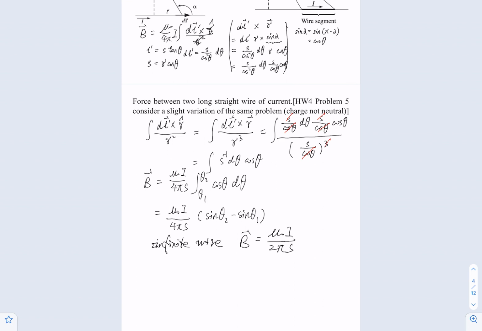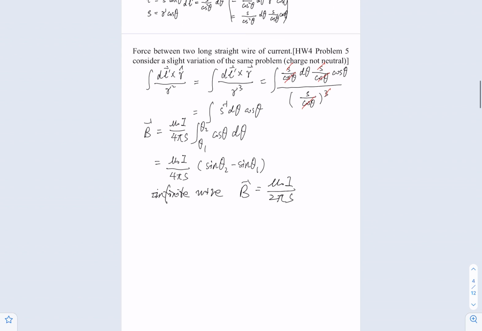Now from this we can combine what we learned in the previous lecture, and calculate the force between two infinite long wires. For two infinite long wires with currents I1 and I2, separated by distance d, this is very similar to the electrostatic problem of two point charges.